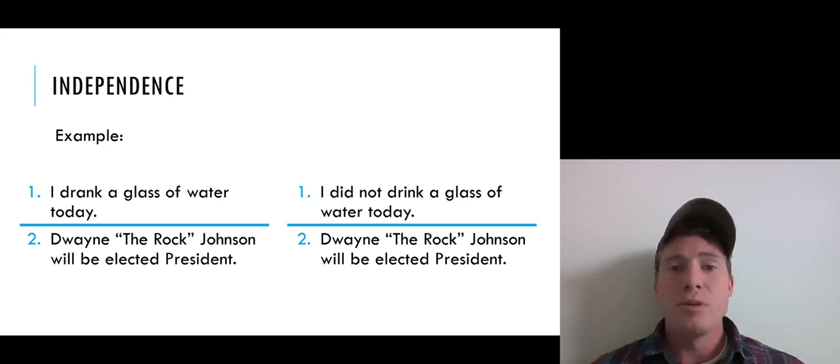Now, truly, these are both pretty poor arguments. But they also show that we have independence between the premises of these arguments and the conclusion, right? Because me drinking a glass of water today provides no more support for the conclusion that The Rock is going to become the president than the proposition that I don't drink a glass of water today, right? Me drinking a glass of water is independent of whether or not The Rock becomes president or not. It provides no support for that conclusion, okay? Or at least no more support than its negation would provide for that conclusion. So this is an example of statements that are independent of one another.